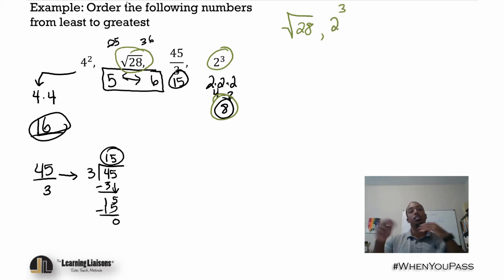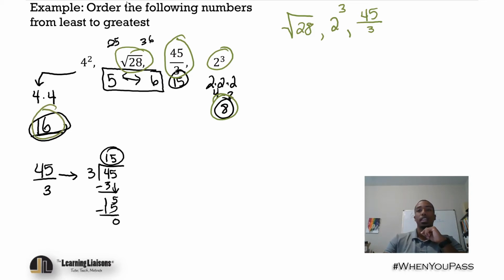What that means is that you get this. So good. And always look out for my mistakes, because I can make them too during a video. And then up next, we'll have the 45 over 3. And lastly, we'll have that 16, or 4 squared. And there we go. We've successfully ordered these numbers from least to greatest.